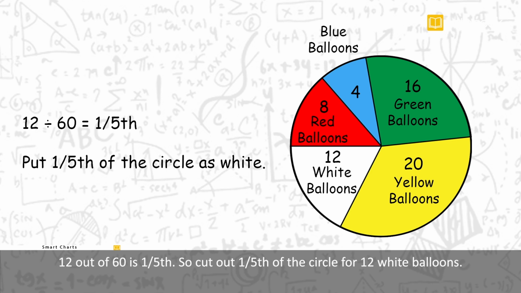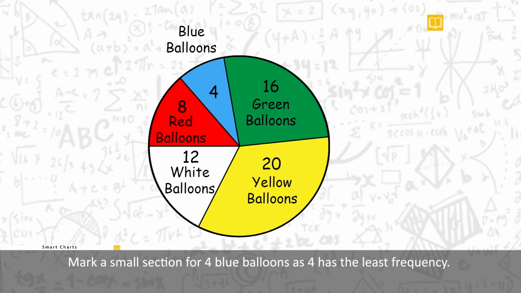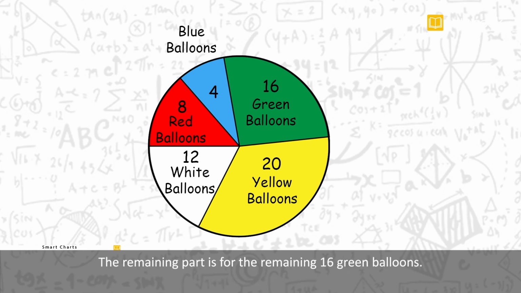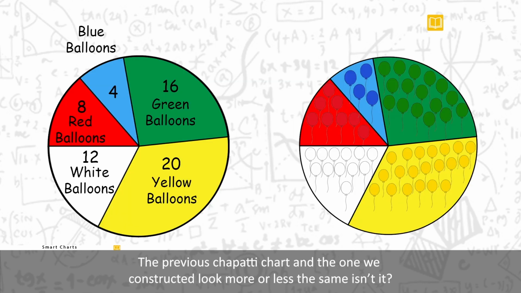12 out of 60 is 1/5. So cut out 1/5 of the circle for 12 white balloons. Mark a small section for 4 blue balloons, as 4 has the least frequency. Double the blue section should be the red section, as 4 multiplied into 2 is equal to 8. Mark this for the red balloons. The remaining part is for the remaining 16 green balloons. The previous chapati chart and the one we constructed look more or less the same, isn't it?